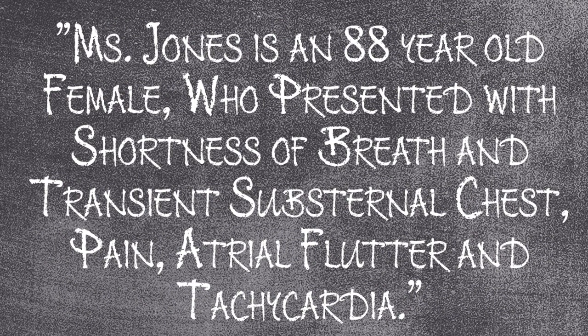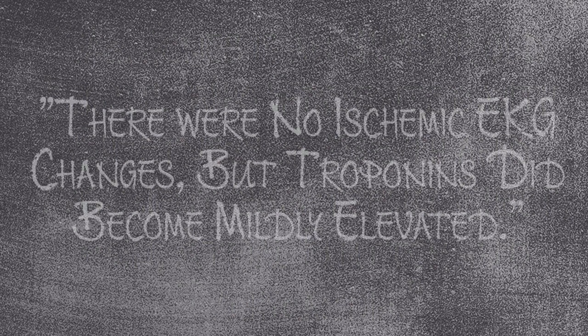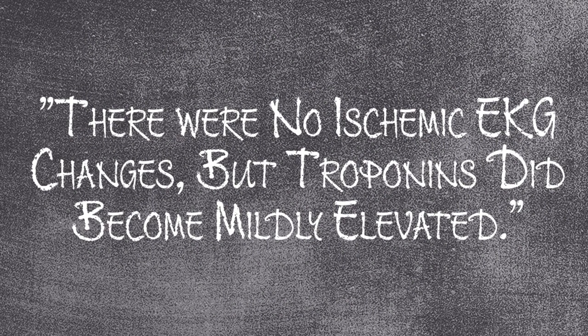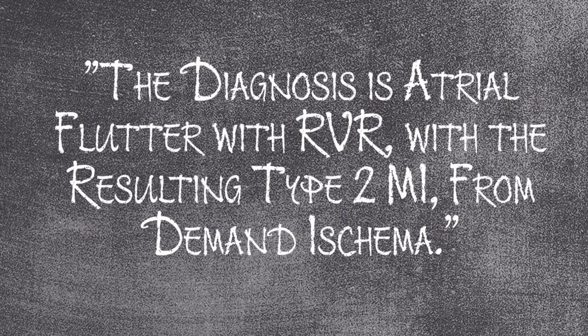Next, Ms. Jones is an 88-year-old female who presented with shortness of breath and transient substernal chest pain, atrial flutter, and tachycardia. There were no ischemic EKG changes, but troponins did become mildly elevated. The diagnosis is atrial flutter with RVR, with the resulting type 2 MI from demand ischemia.